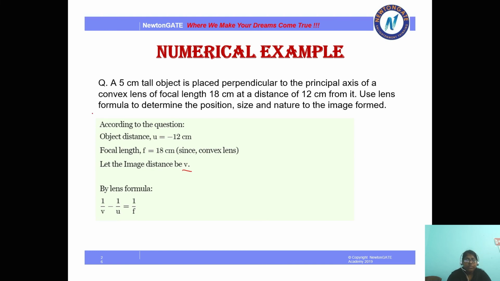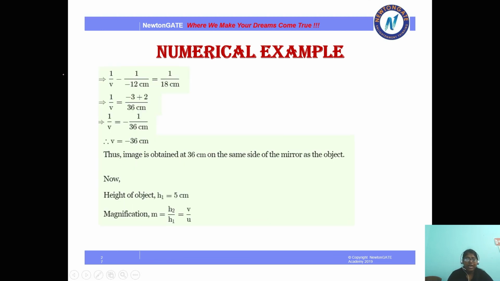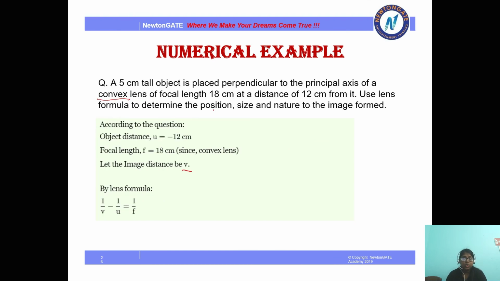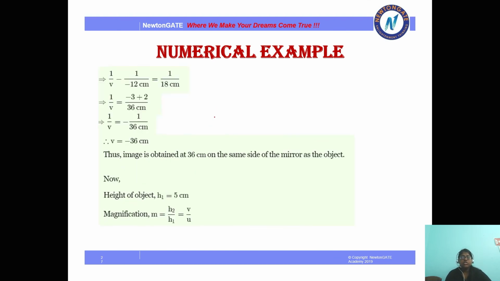Also remember, I have set a convex lens. So in case of a convex lens, u will be minus 12 because the object is always on the left hand side, but your focus is on the right hand side. So what will be the sign of f? Plus 18. So let us put all these values. I have put the values: minus 12 is your u and f is 18. So I have used the lens formula, 1 by v minus 1 by u is equal to 1 by f.